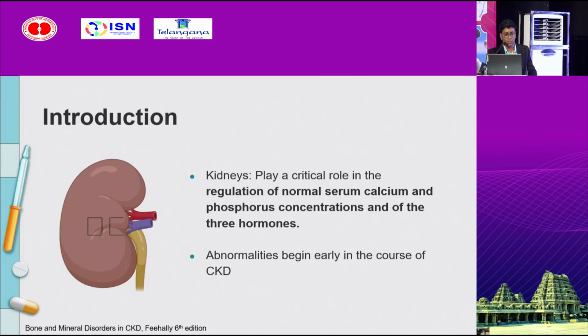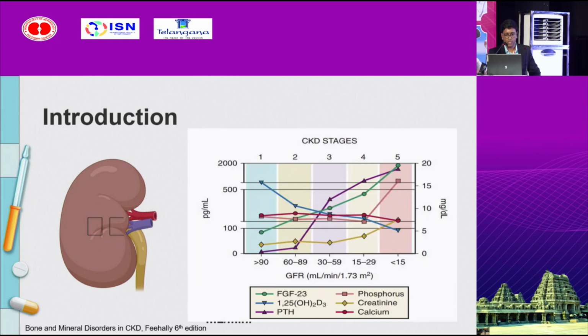So as we know, abnormalities begin early in the course of CKD and are universally observed at an eGFR less than 30 ml per minute. And if you see this graph, most of the changes begin at this juncture, from stage 3 CKD onwards, and as the disease advances, FGF23, PTH, and phosphorus will increase, and calcium decreases.